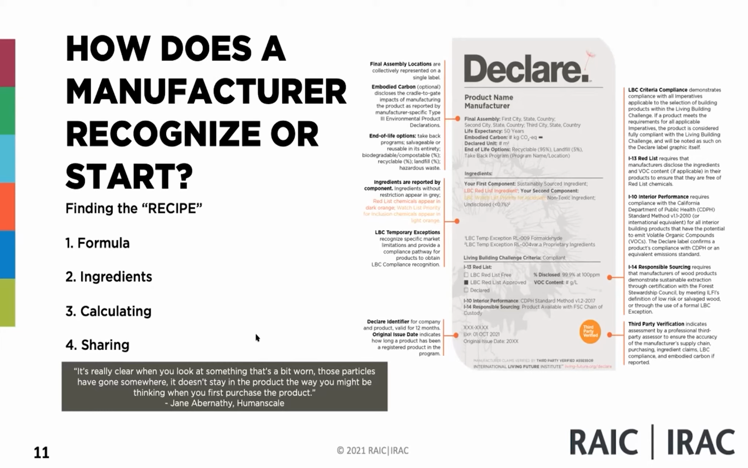So what we were talking about, if that has any sort of warning, they're just letting you know you can have Red List ingredients and still be Declare labeled. It's just how much of the Red List ingredient is in the product itself. And then of course they have a Watch List there too. And then it just goes down even a little bit further, giving you more information on whether it's Red List approved, what percent of it is disclosed, VOC content. There's just a ton of information.